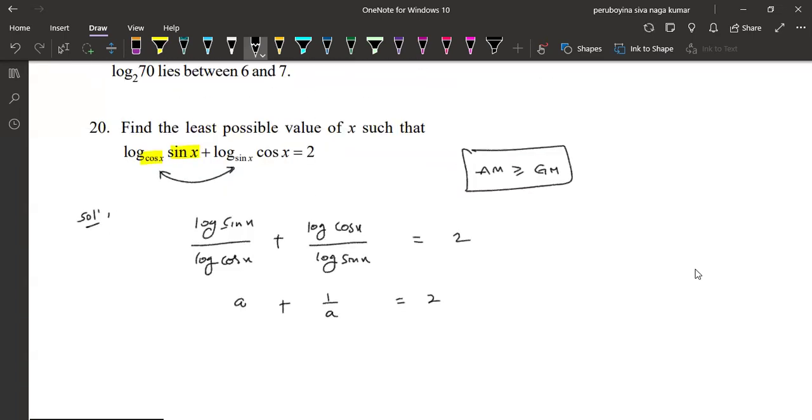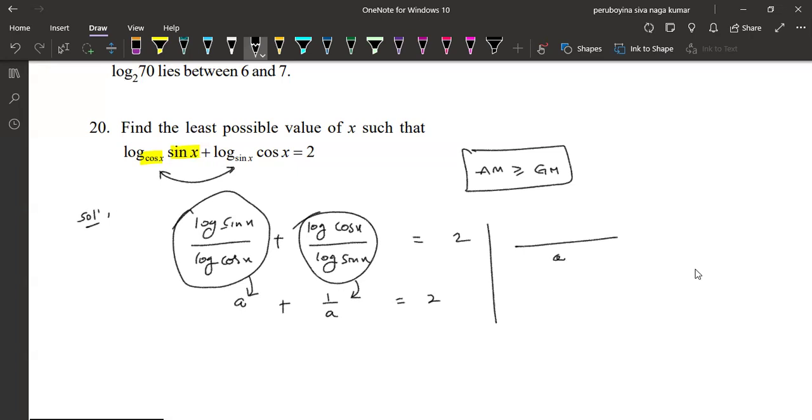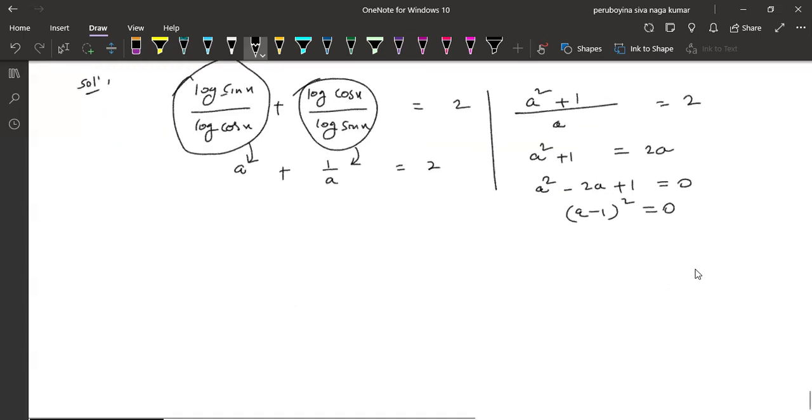So if you reverse this quantity, automatically you are getting this one. If I said simply it is a, of course it will be 1 by a, right? It is very clear. Try to do the LCM. So LCM is a, and this is a square plus 1 is equal to 2. Now simplify this equation: a square plus 1 is equal to 2a. A square minus 2a plus 1 is equal to 0. Of course, you can write (a minus 1) whole square is equal to 0. That means a minus 1 is equal to 0, or a is equal to 1. What is a?